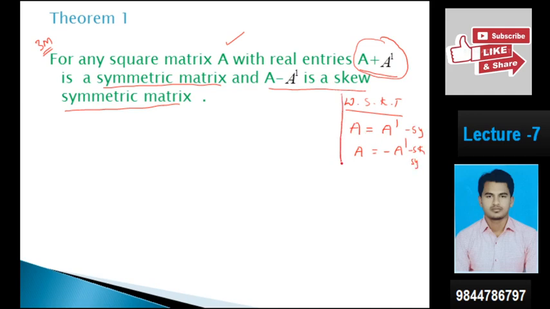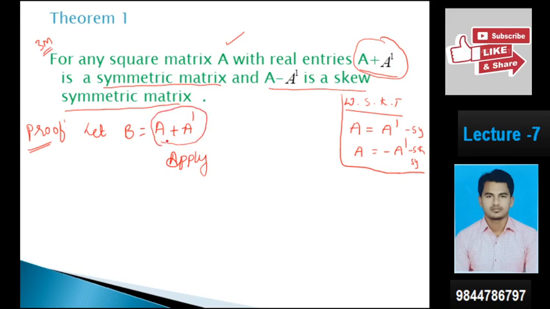If you know this statement, easily you can prove here. The proof of this theorem: let B equal to A plus A transpose. What is our intention? If B is the whole matrix, I need to prove B equal to B dash. Remember one thing, B equal to B dash, then only we can say that it is symmetric.